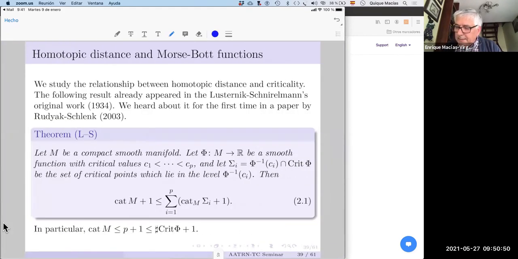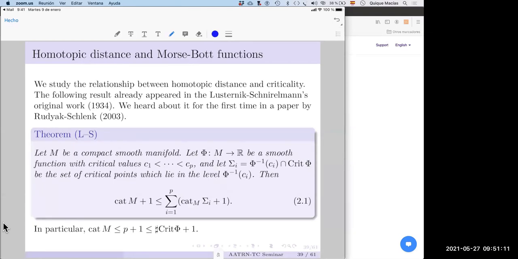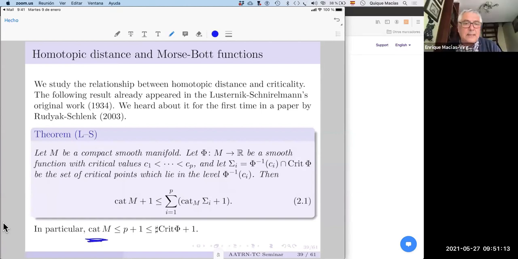Now I shall explain the relation between homotopic distance and Morse-Bott functions. So we study the relationship between homotopic distance and criticality. We know the famous Lusternik-Schnirelmann theory, that you have at the end of the page, which says that the category of the manifold where it is defined as a differentiable function is bounded by the number of critical levels plus 1, which is less than the number of critical points.